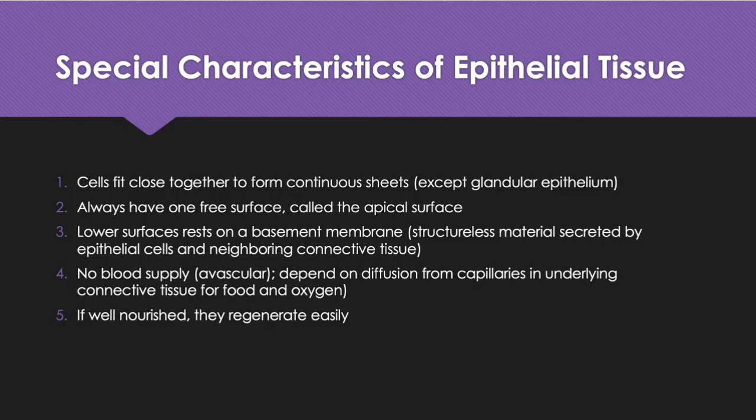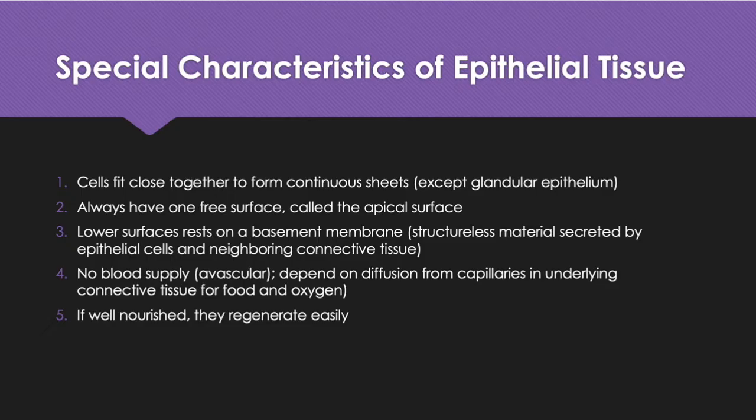The basement membrane really has no structure to it, but it's secreted by the epithelial cells and the connective tissue that it would border. Epithelial tissue is avascular, meaning there is no direct blood supply. It depends on diffusion from capillaries in the connective tissue below it for both food and oxygen. As long as it's well nourished, meaning it's near a good blood supply, epithelial tissue regenerates fairly easily, which is good because if there is some damage, it can repair itself.